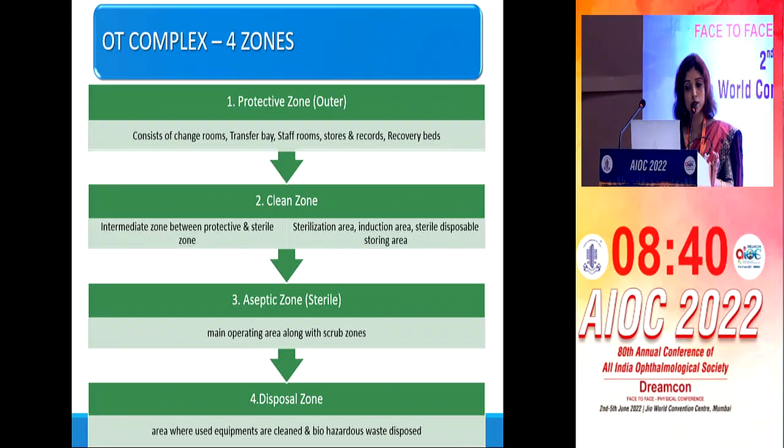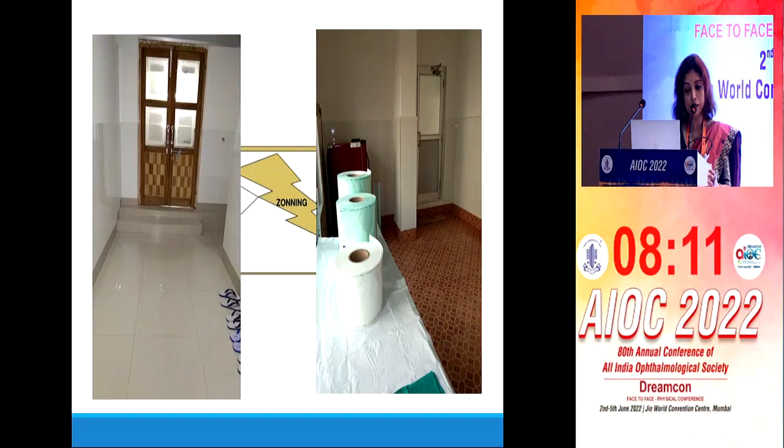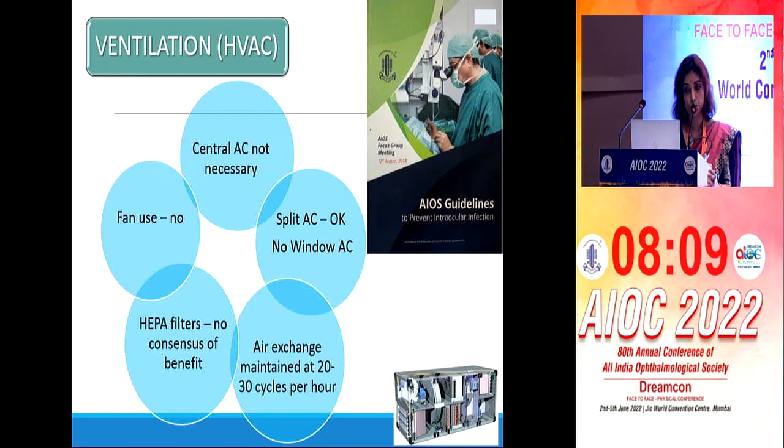All OT complexes have 4 zones. One is the protective zone, which will consist of the transfer bay, the changing room, and the records room. Second is the clean zone, which is the intermediate zone between the protective and the sterile zone. Third is the sterile or aseptic zone, which is the OR proper, where we are doing the surgeries. And the fourth is the disposal zone, where we'll do the processing of all the instruments and where the soiled articles will be received.